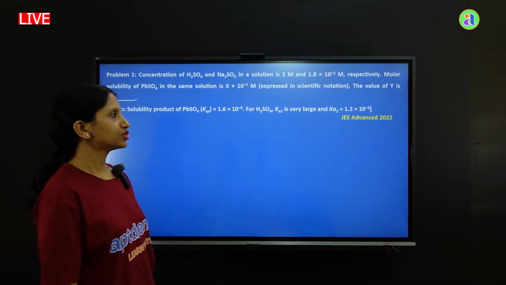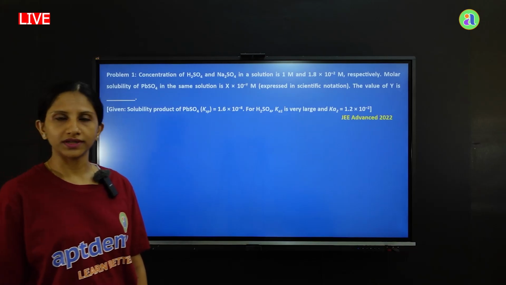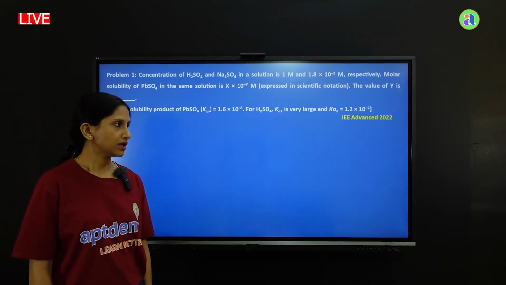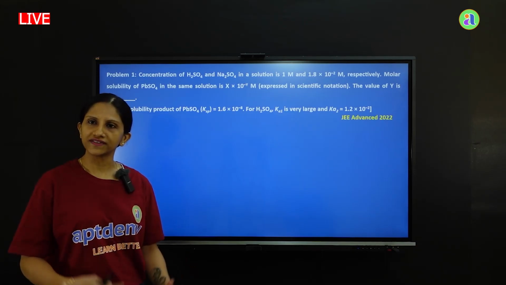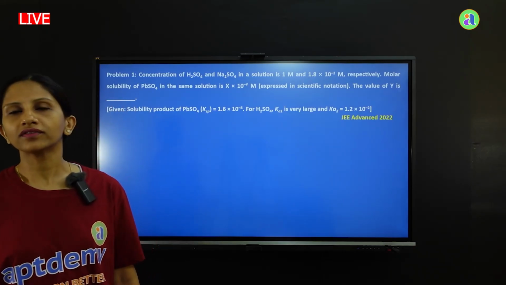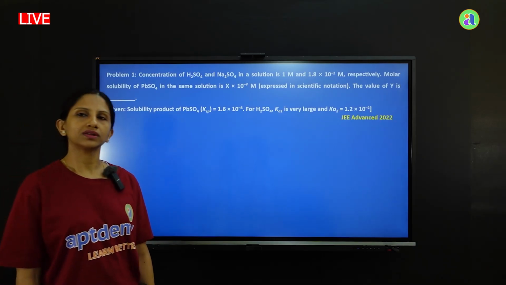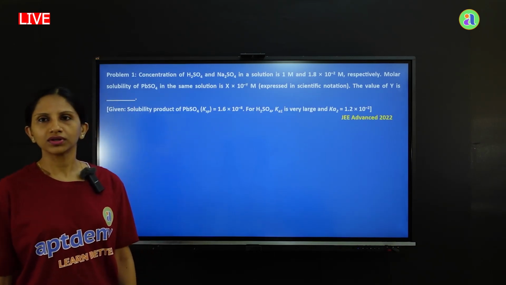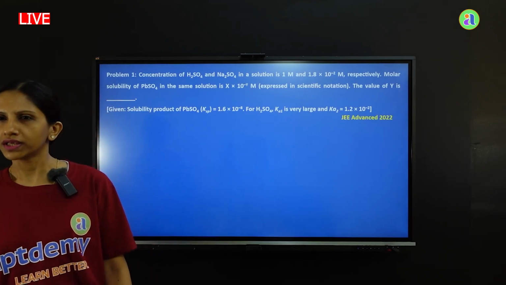This problem has been taken from the Joint Entrance Examination Advanced 2022 and is based on the concept of solubility. But before I go into the problem, let's talk a little about the concept of solubility. What is actually solubility? Solubility of any substance is the ability of that substance to be dissolved in a particular solvent at a particular temperature. It depends on the interaction between the solvent particles and the solute particles. If the interaction between the solvent and solute particles is strong enough, then the solubility of the substance in that particular solvent is high. But if the interaction is weak, then the solubility is poor or low.